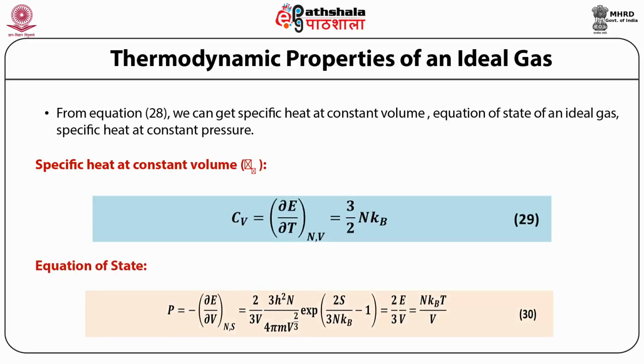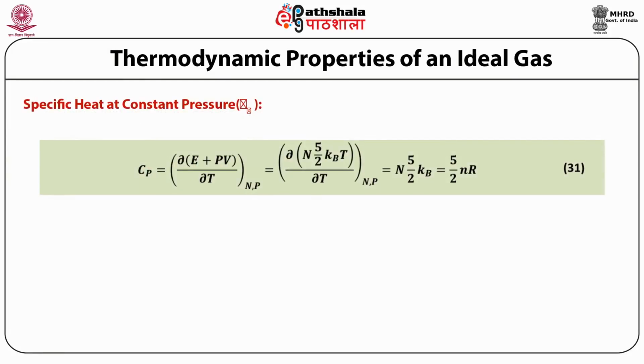The equation of state can be easily derived. Recall, P is equal to negative of the partial derivative of energy with respect to volume at constant N and S, which is equal to 2/3 times 1/V multiplied by (3h² N / 4πmV)^(2/3) multiplied by e^(2S/3NkB − 1), which is equal to 2/3 E/V, which is equal to N Boltzmann constant times T divided by V.